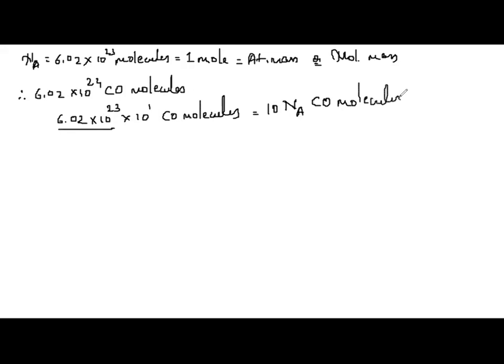I hope this point is very clear to you. I've made it very simple. 1 Avogadro number of carbon monoxide molecules is 1 mole. 10 Avogadro number of molecules is 10 moles. 10 moles of what? 10 moles of CO. Correct? So they have asked what?